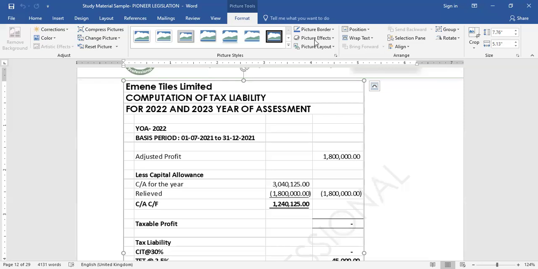Like we all know, pioneer legislation is one of the important topics in advanced tax, most especially question number 1 sometimes. So please, let's pay more attention to it.